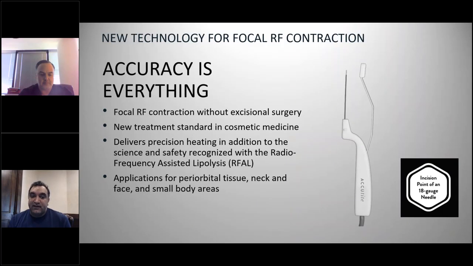So why AccuTite? AccuTite is a bipolar radiofrequency device that places one probe underneath the skin, underneath the muscle, or even into the fat in certain cases, and the other end of it on top of the skin. It causes focal radiofrequency contraction without excisional surgery. A lot of what we're going to talk about today is that we're basically creating something brand new, a surgical-like appearance, at least 30 to 50% improvement in those areas without traditional surgery.